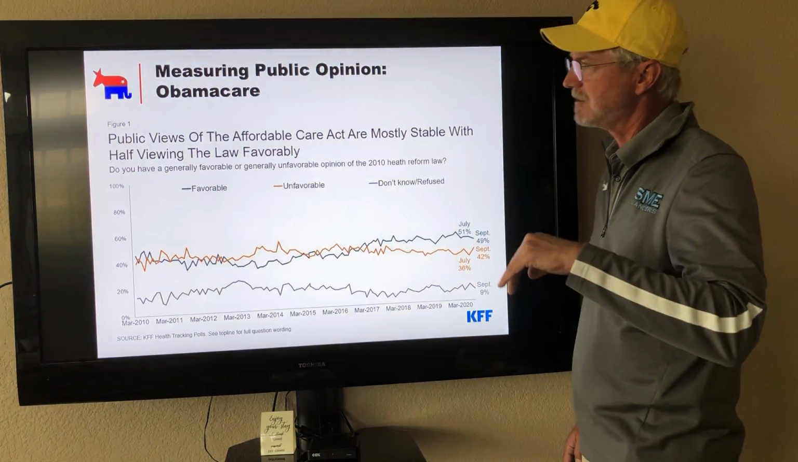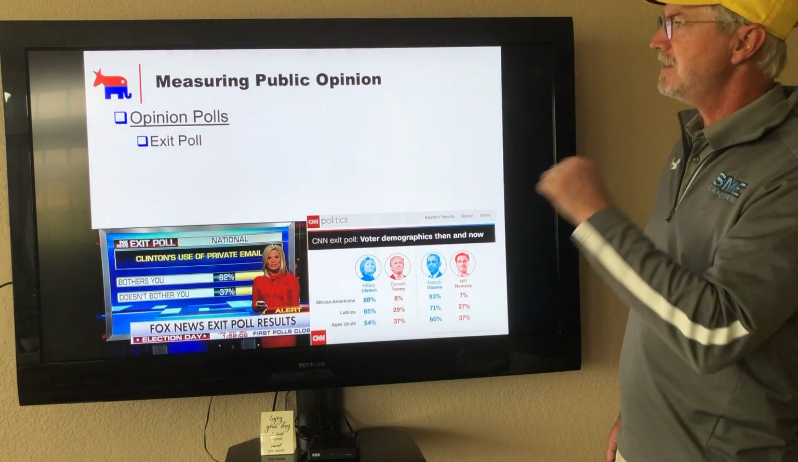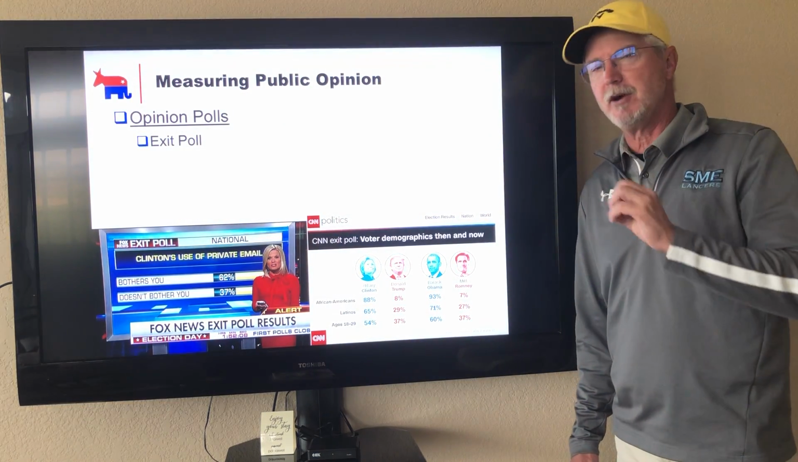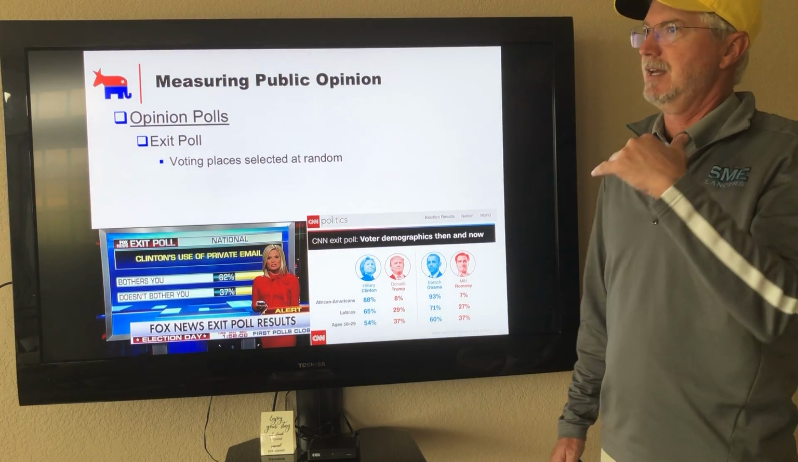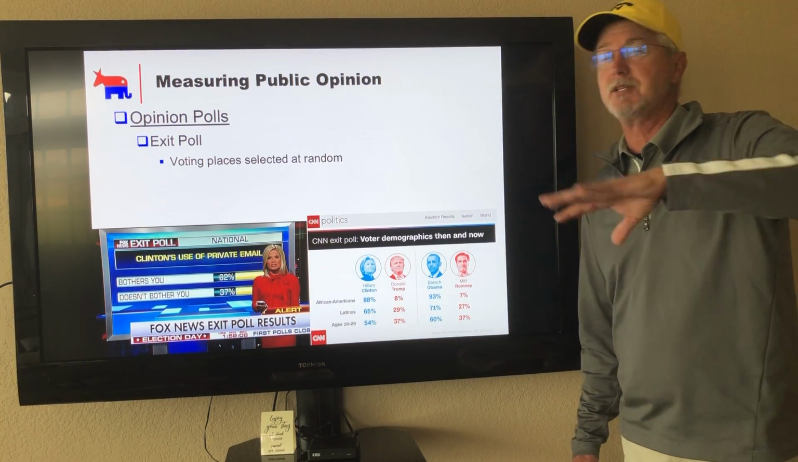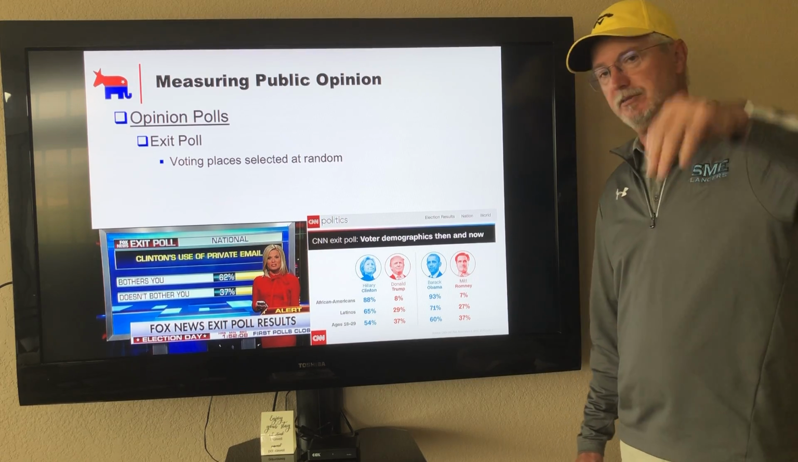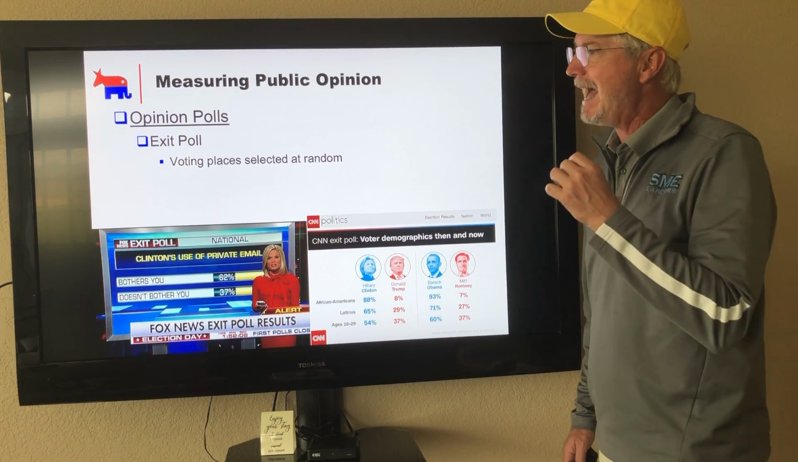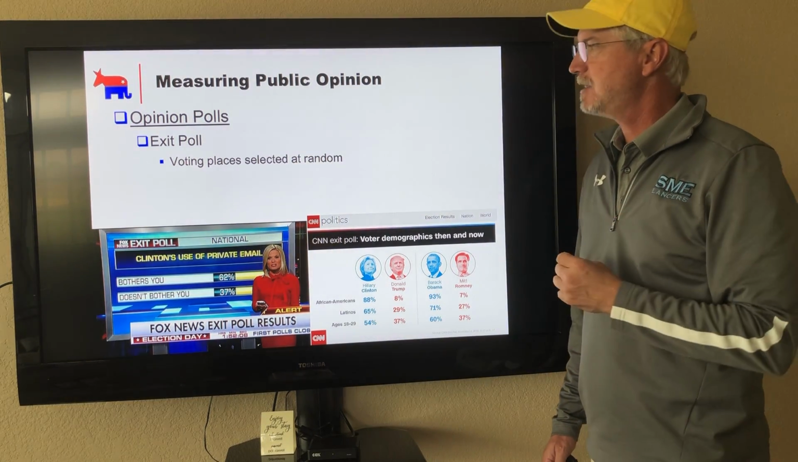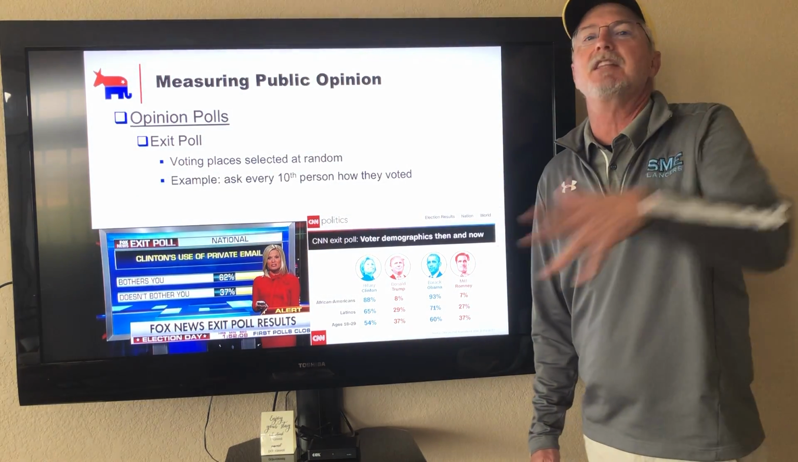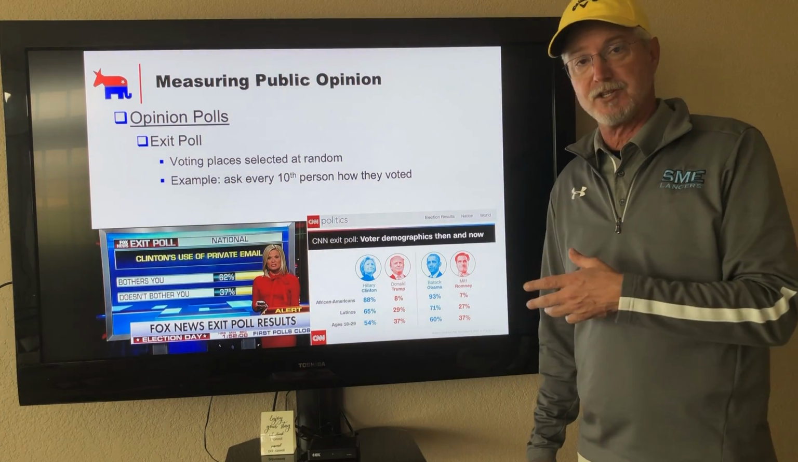Now, so that's an opinion or a tracking poll. This is an exit poll. Exit polls are very, very important, and most people have no idea what these are. An exit poll basically is when you vote. Okay, so all these people, on election day, they go and vote, they pull a lever and do all this stuff. And they pick just various places at random all around the country, and they're going to ask these people questions. Maybe, for example, every 10th person that comes out, they're going to ask them questions.